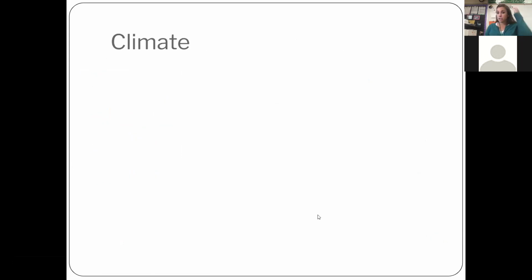All right, so that's the first word, vegetation. Those are plants, like apple orchards and forests. The other big word we're going to learn today is that of climate.